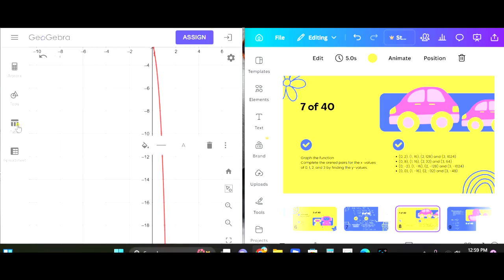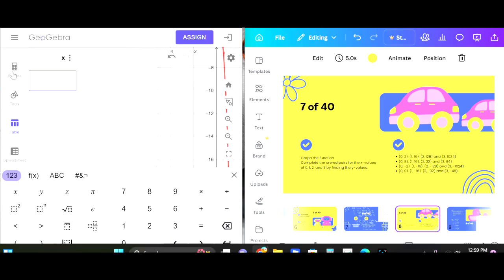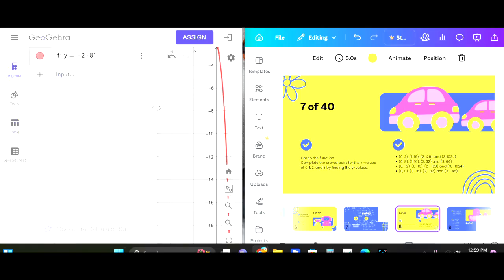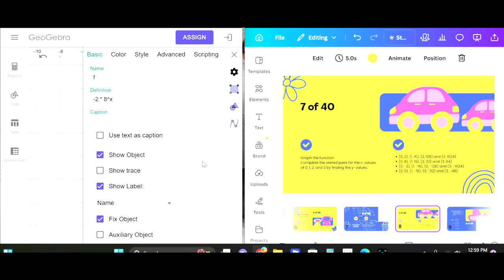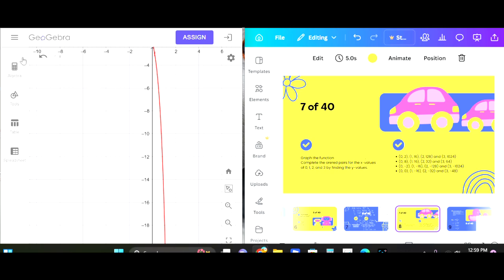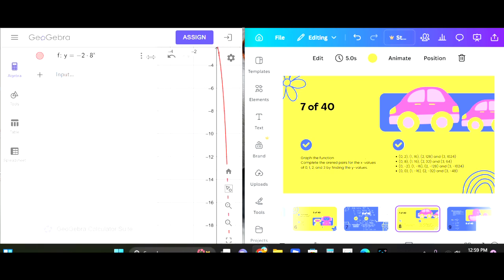Oh, you know what we can do? We can create a table. It taught us how to do this. So let's come here and let's go settings, maybe? Nope, that's not it. Okay, we're on algebra. Let's go table of values.